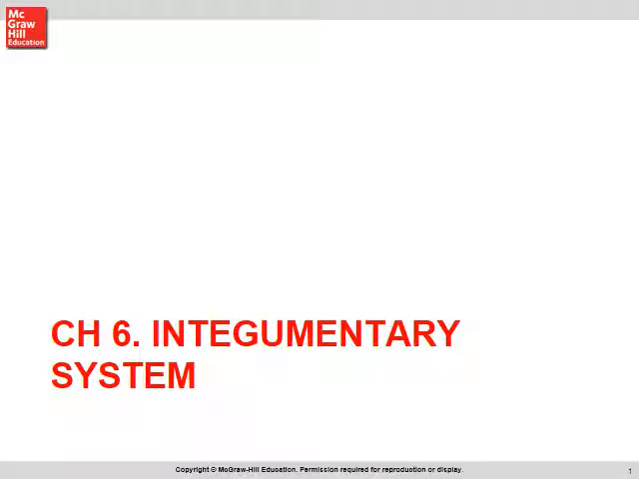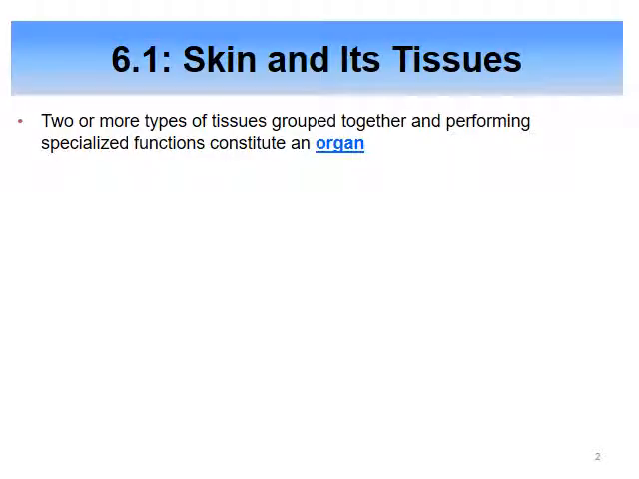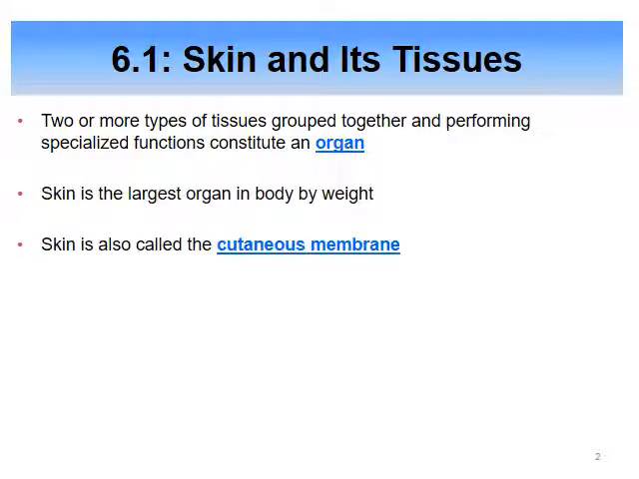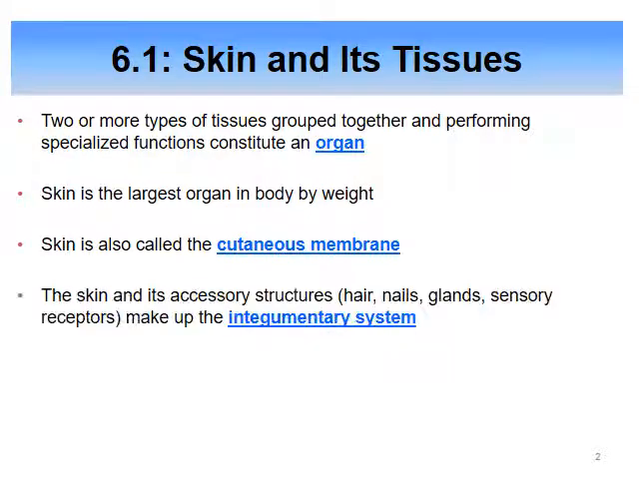Alright, so this integumentary system chapter is pretty short and easy. Let's see. So skin is an organ because skin is made up of different types of tissues. And so remember that was the definition of an organ. Another name for skin is cutaneous.